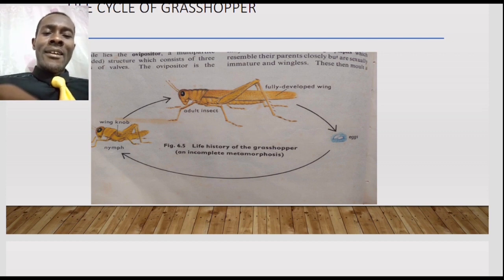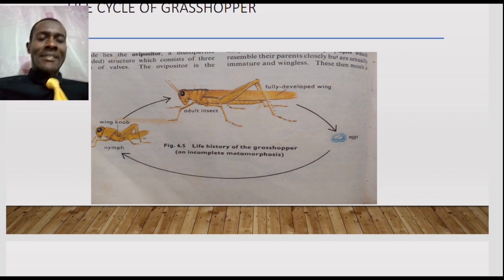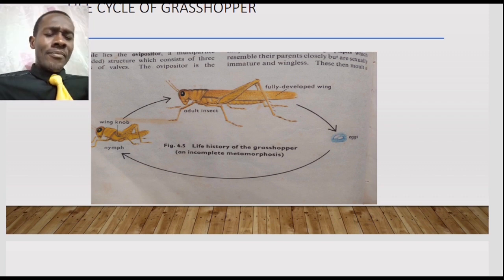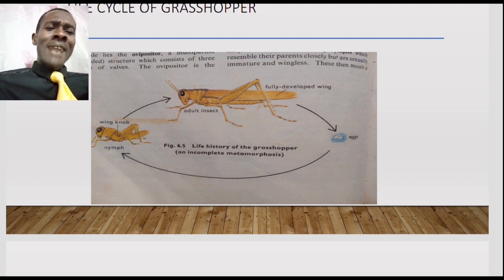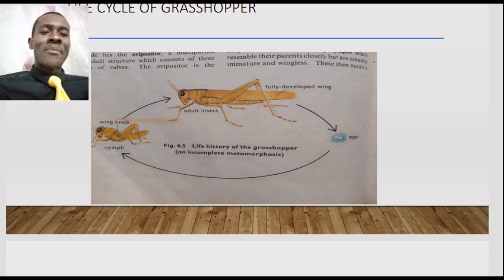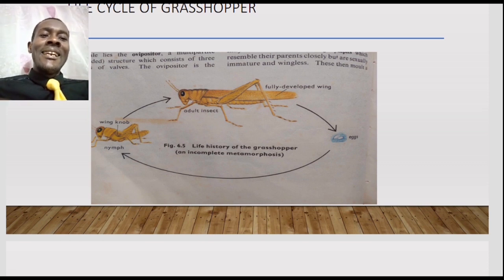So how does the grasshopper affect the life cycle and also attack plants? First and foremost, a female grasshopper lays the egg on the ground by digging a hole and then laying the eggs inside the soil. After some days, the eggs are going to hatch into the nymphs.